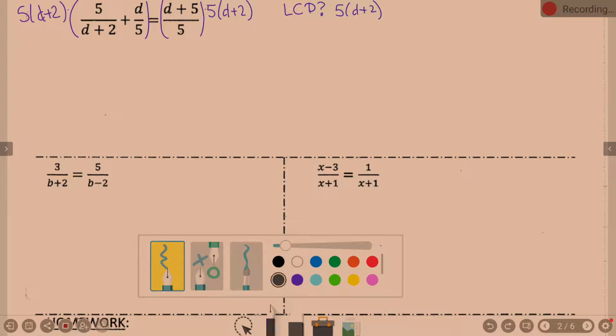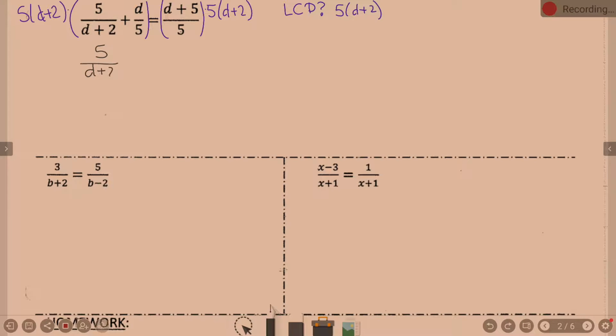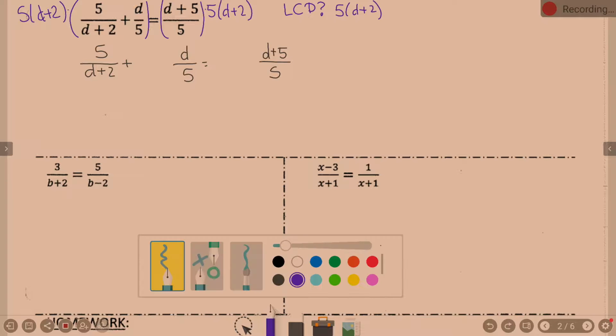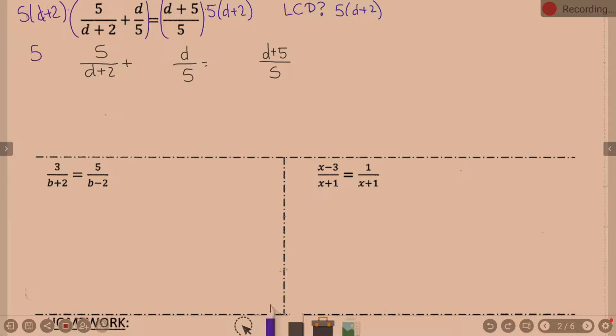Now, like what I was doing yesterday, I'm going to spread this out and write that in front of each piece. So I have 5 over d plus 2, plus, I'm going to leave a gap, d over 5, equals, I'm going to leave a gap, and I have d plus 5 over 5. And that means I'm going to be multiplying 5 times d plus 2 in front of each part. What is 5 times d plus 2 as a fraction? Yeah, to make it a fraction, we're going to put it over 1.